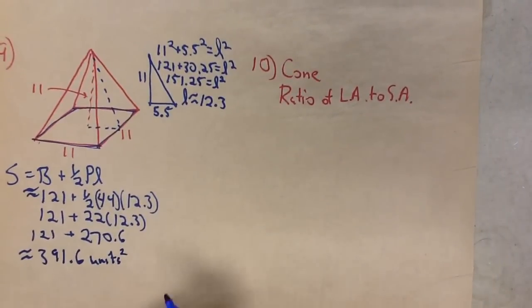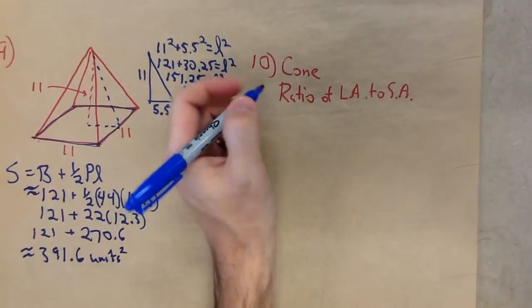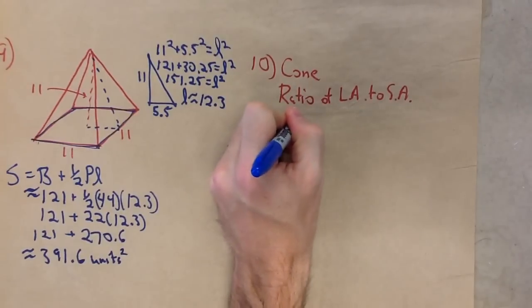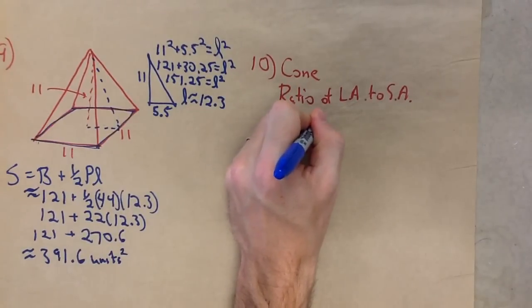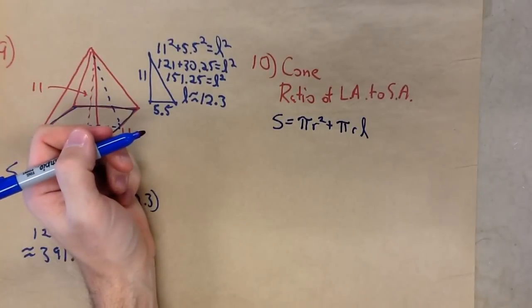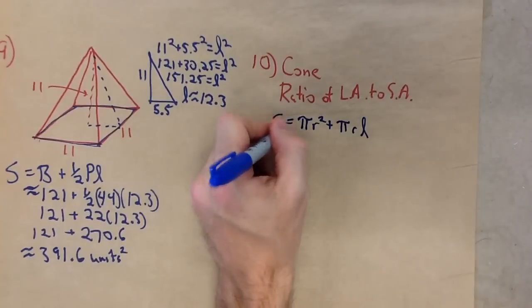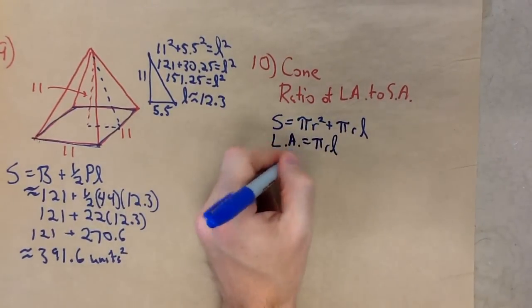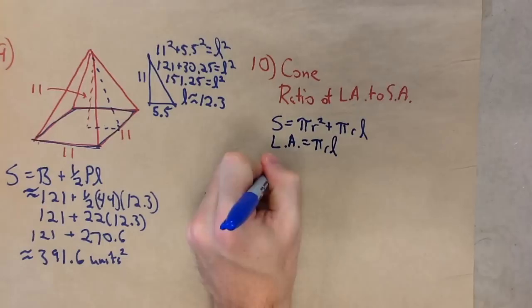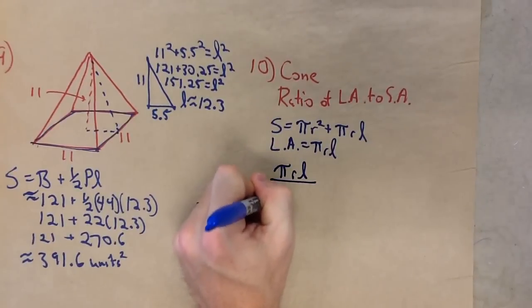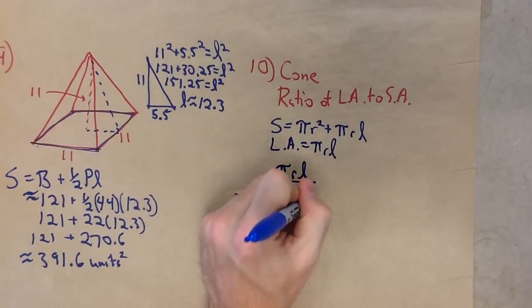For number 10, we're looking at a cone, and we want to find the ratio of the lateral area to the surface area. So our formula for surface area is pi r squared plus pi r L. Then our lateral area is just pi r L. So the ratio here is going to be pi r L over pi r squared plus pi r L.